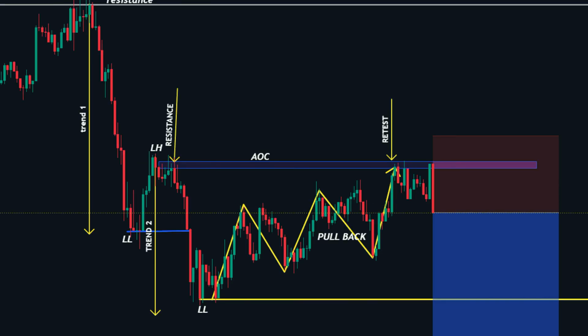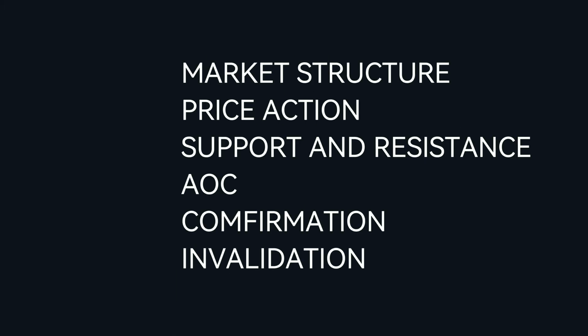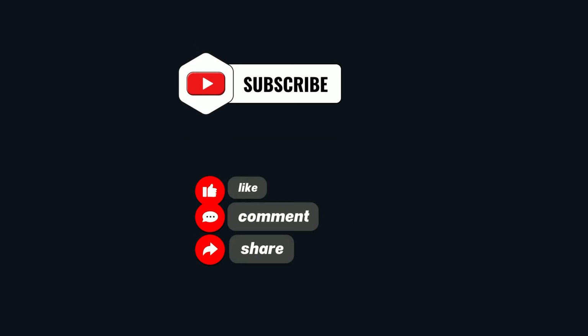Today, I am breaking down this technical AOC rejection setup using market structure, price action, support and resistance, area of confluence, confirmation, invalidation, and risk management. This is for educational purposes only, not financial advice.